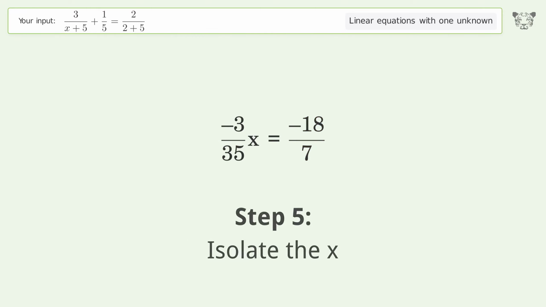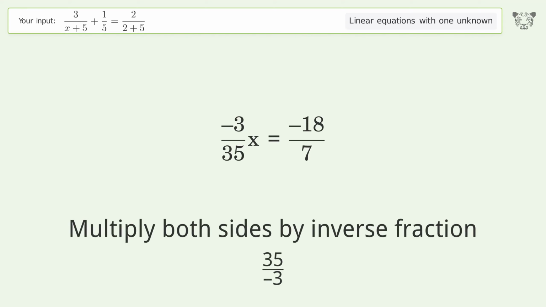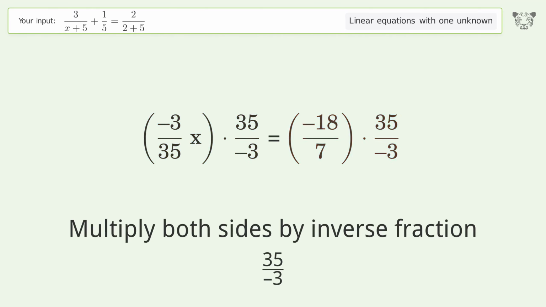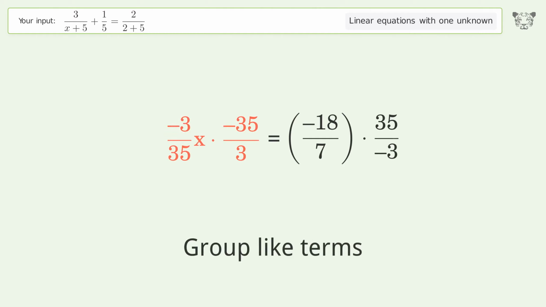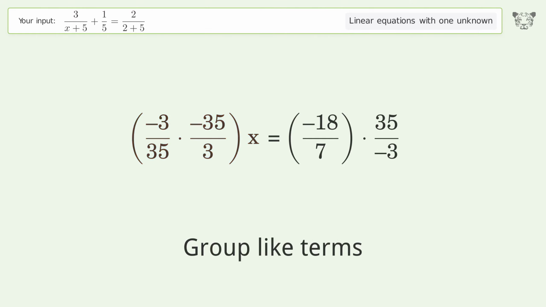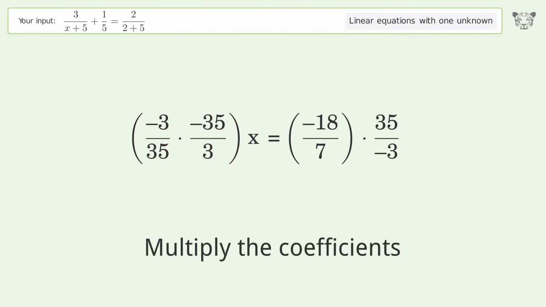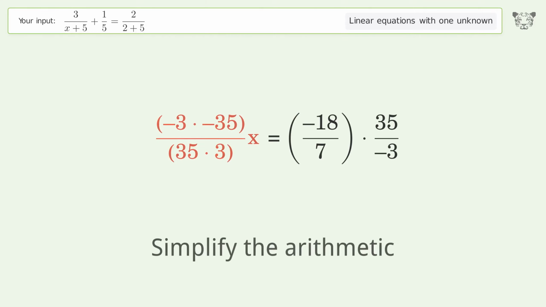Isolate the x. Multiply both sides by the inverse fraction 35 over -3. Move the negative sign from the denominator to the numerator. Group like terms. Multiply the coefficients. Simplify the arithmetic.